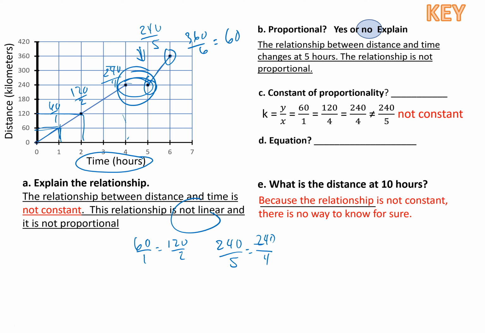So because I don't have a constant of proportionality, I can't do y equals k times x. There's no single equation that represents this situation. I can't figure out how much distance it is for 10 hours because it's not constant. I'd be guessing. Did they stop for another hour? Did they stop for 2 hours? Who knows what they did?